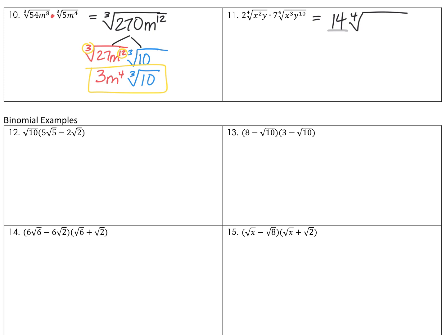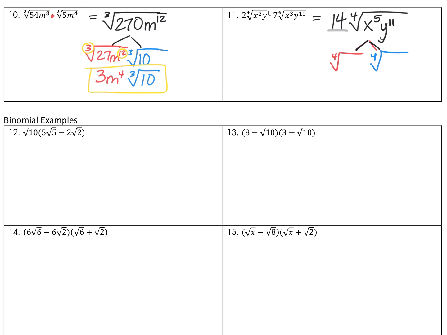x squared times x to the 3rd is x to the 5th. This is y to the 1st times y to the 10th, so it's y to the 11th. Okay, we're going to break this down. 14 is going to stay out in front. If you're going to forget about it, then maybe keep it there. Okay, 4th root of whatever's perfect, 4th root of whatever's left over.